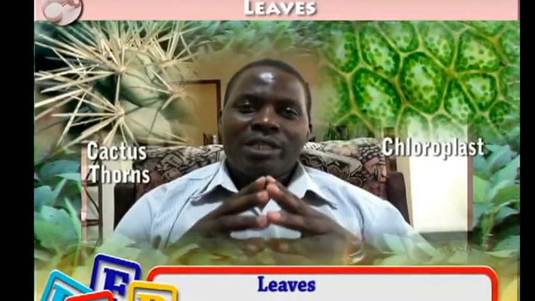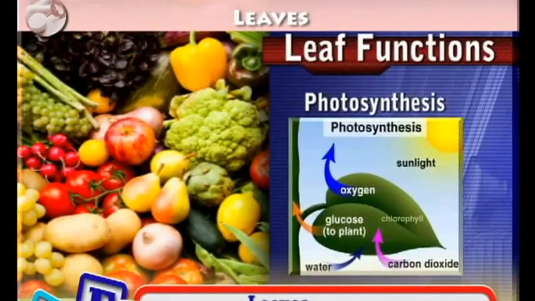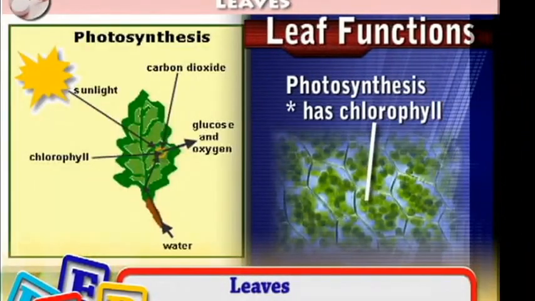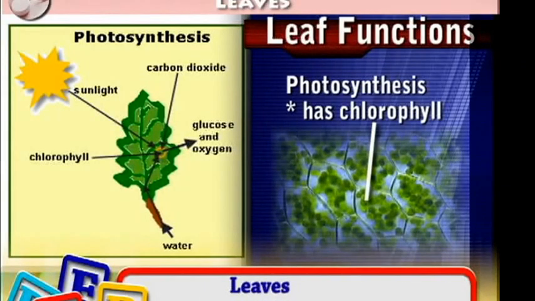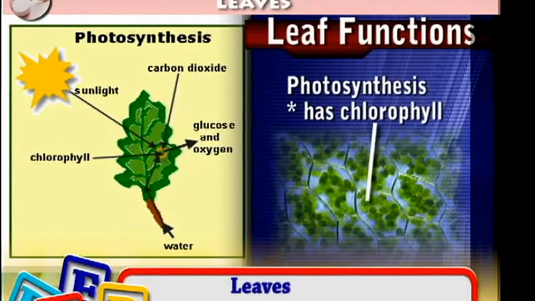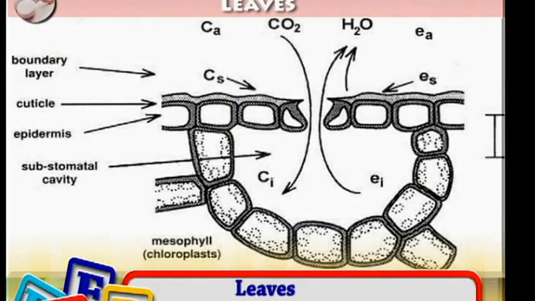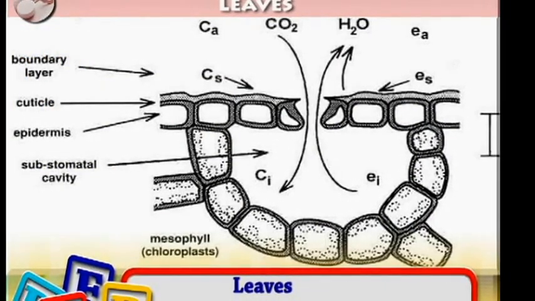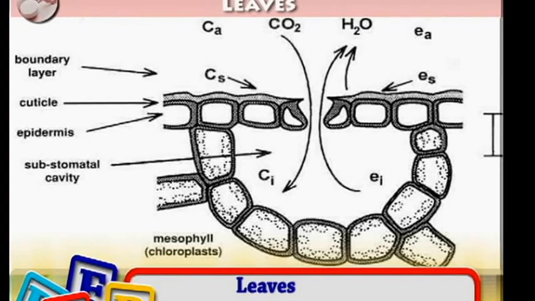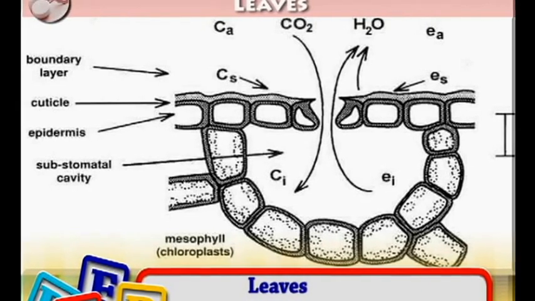The leaf has many functions. One of the major functions is the manufacture of food. It has chlorophyll and chloroplasts, which absorb sunlight and carbon dioxide, and then manufacture food. It also has other functions, like gaseous exchange, which takes place via the stomata. Then it is also used in transpiration. It allows the removal of excess water from the plant to the environment.